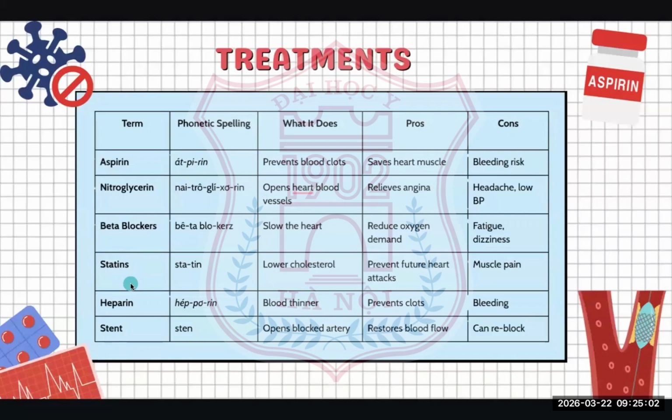And then next we have heparin. So heparin is a blood thinner, and it helps prevent clots, so similar to aspirin. And then the con will be extra, like more bleeding.